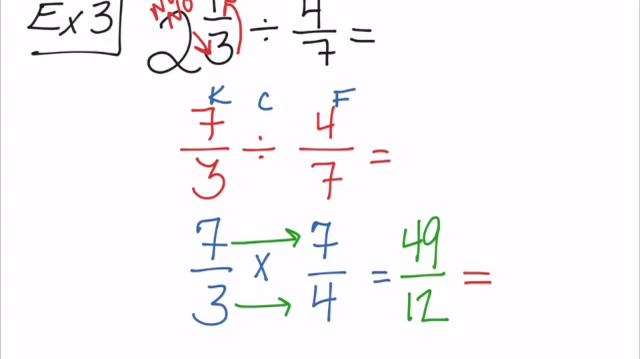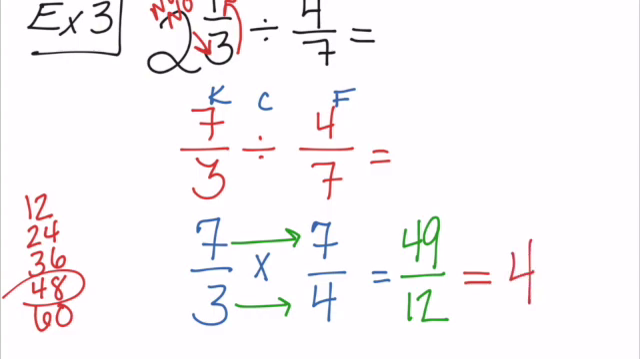How many times can 12 go into 49? Well, think of your 12s. I'm going to do them over here to the side. 12 times 1, 12 times 2, 12 times 3, 12 times 4, 12 times 5. Look at that, 49. I can get 4 whole 12s out of 49.